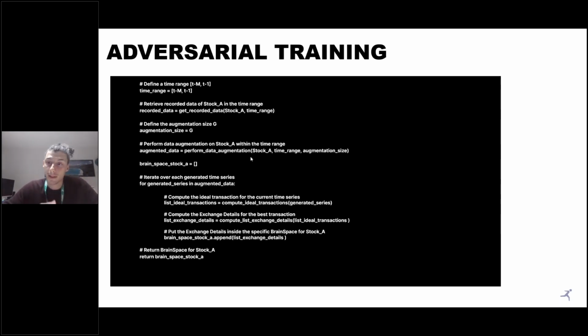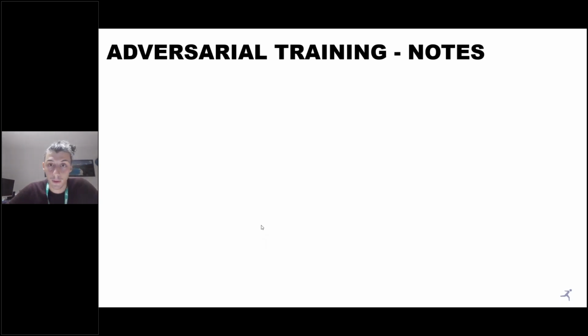You perform an augmentation to create different versions of the time series for that specific stock in the time. And then when you generate these different time series, so augmented data, you simply compute the best transaction for each time series. You compute the exchange details, and then you put the exchange details, so the best fingerprints, in order to predict and to recognize the best transaction in the future. And here you have the brain space at this point.